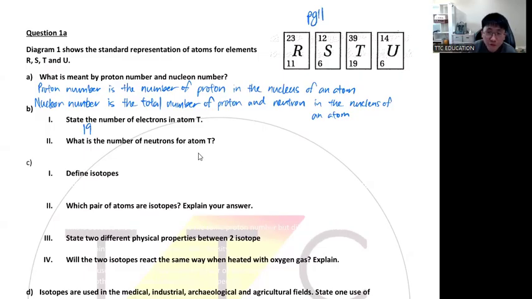Number of neutron of atom T. So guys, there's no neutron. You have to take 39 minus 19, you get 20. Okay. You don't have to actually show the working. You just have to show the 20. So the working I just give you for your understanding lah.